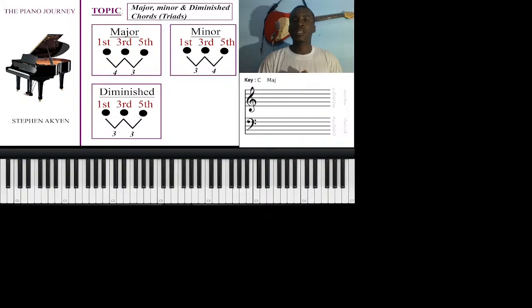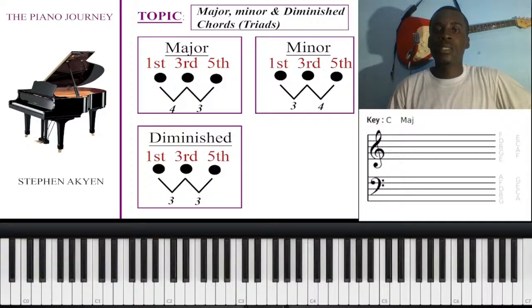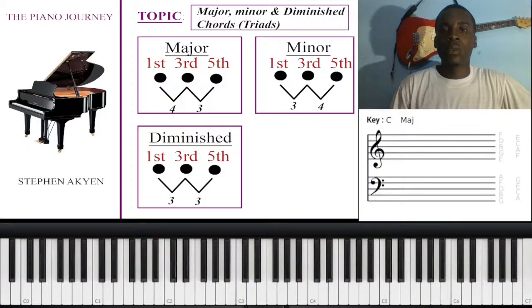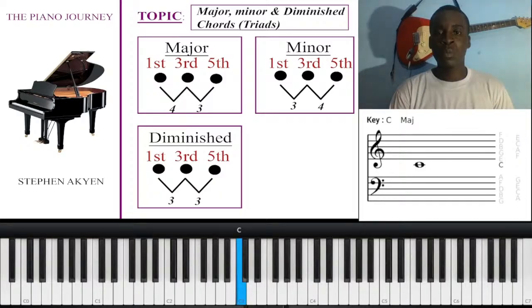But in this session, I'm going to use the counting method. There are a lot of ways you can find the major chords and minor chords. But in this session, we'll be using the counting method, which you see on the screen. On the major scale, you see 135, that is first, third, and fifth. Then you see 4 and 3. What does it mean?